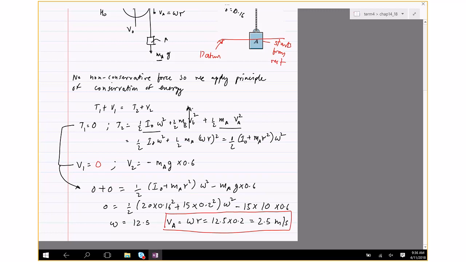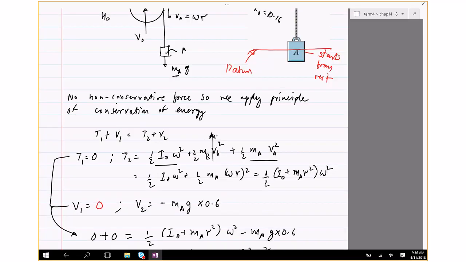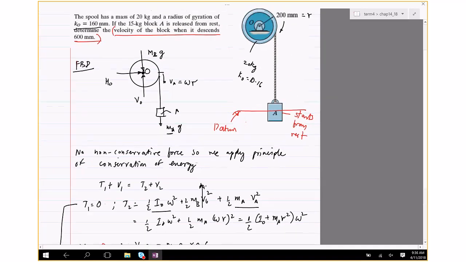Okay. Any questions on that? Yeah. T2. Okay, so the question is, how do you find T2? So T2 is the kinetic energy of the complete system. The complete system consists of two parts: the pulley and the mass. So the pulley is a rigid body. It has two parts to it.